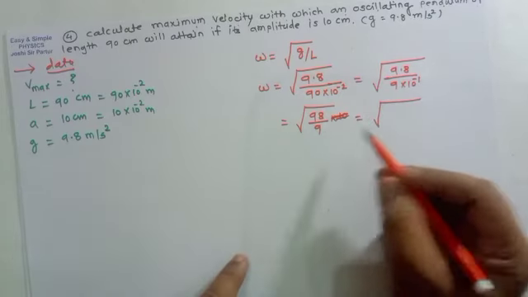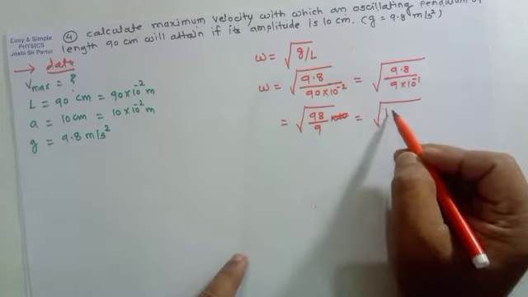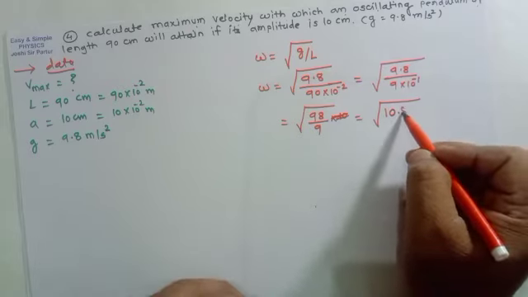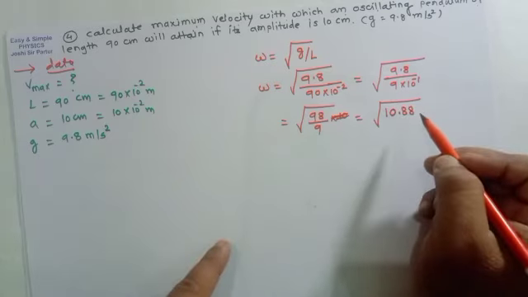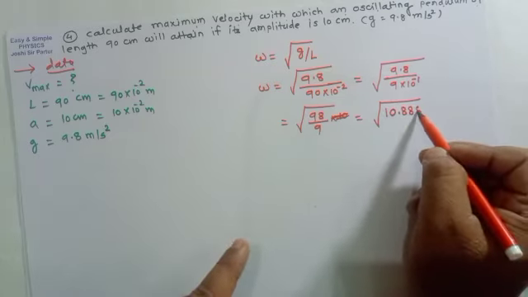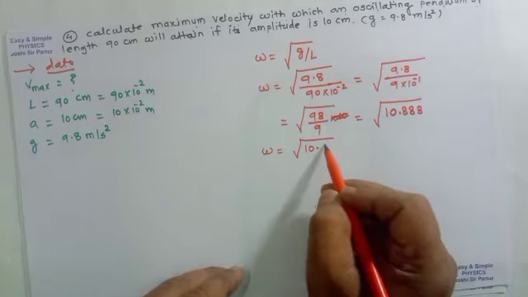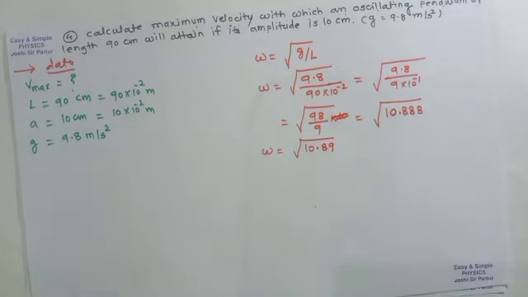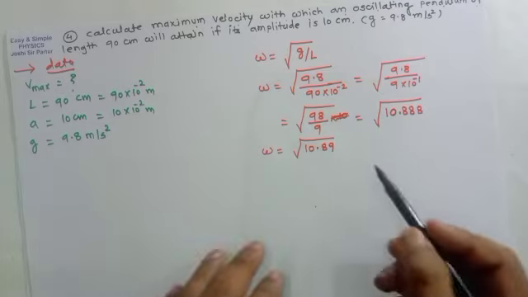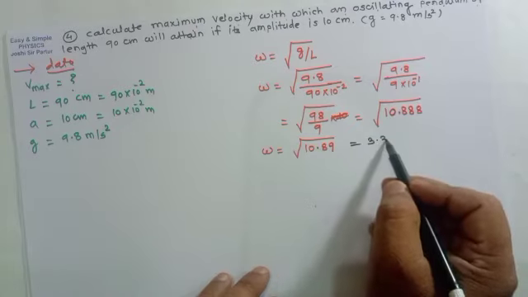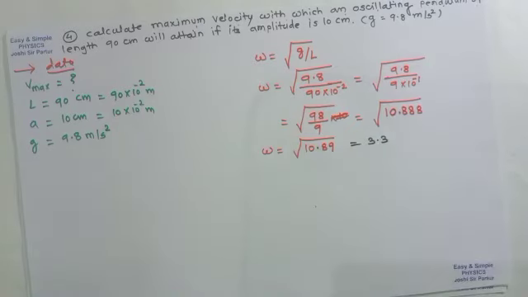So if we see the square root, first of all 9 1 the 9, 9 0 the 0, means 9 10 the 90, 8 will be remaining, point 8 is there, 9 8 the 72, 9 8 the 72. So omega will be square root of 10.89. If we see the square root, its square root will be 3.3.